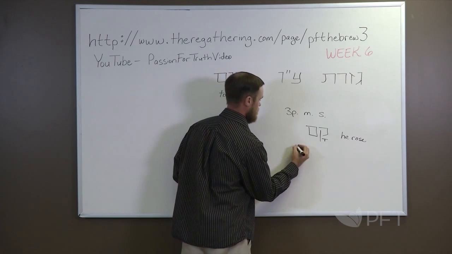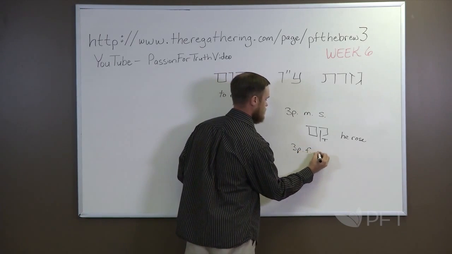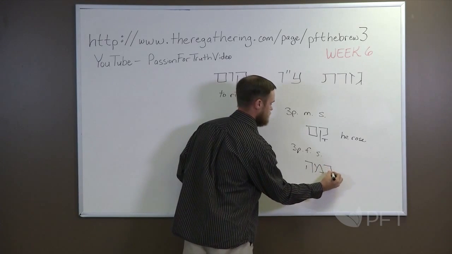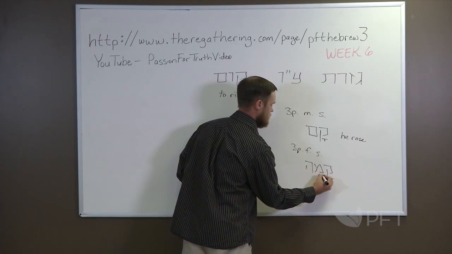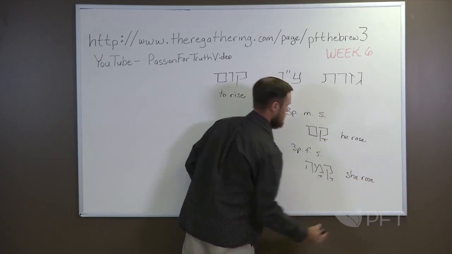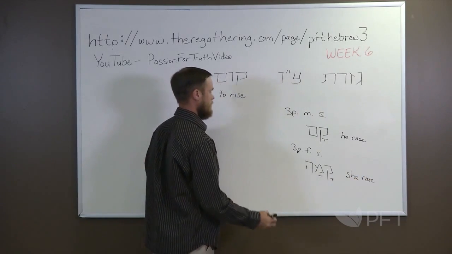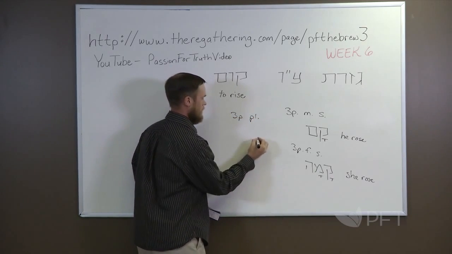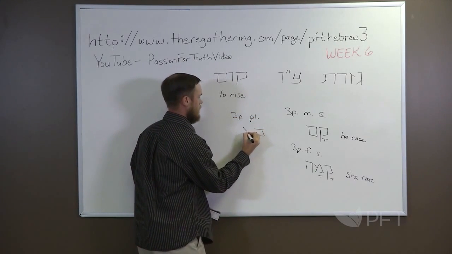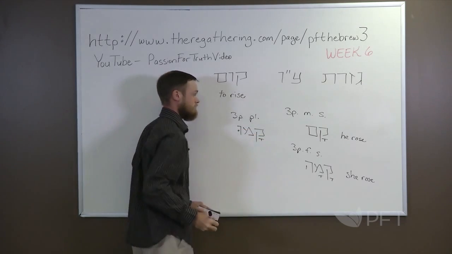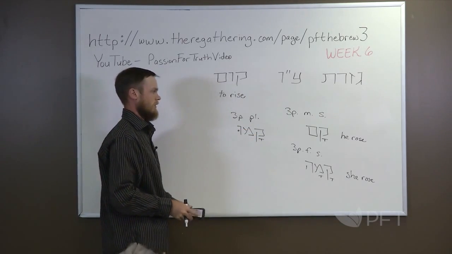All right, the feminine, kama. She rose. Again, the vav is gone. Third person plural. Kamu, they rose. All right.